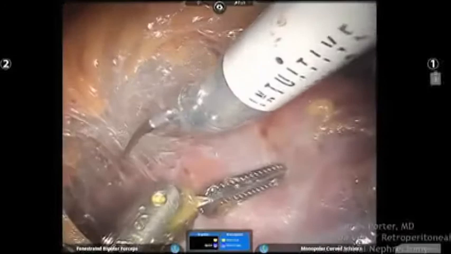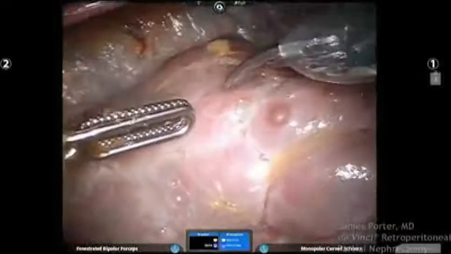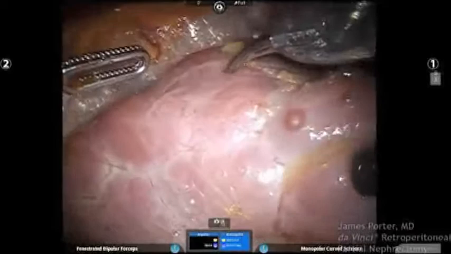Hey, Jim, any worries about that little nodule-looking thing to the right? I saw that. I'm not sure if that's a nodule or if that's a cyst. It looks like a cyst to me. Looks cystic, okay. We can play with that later if you want.